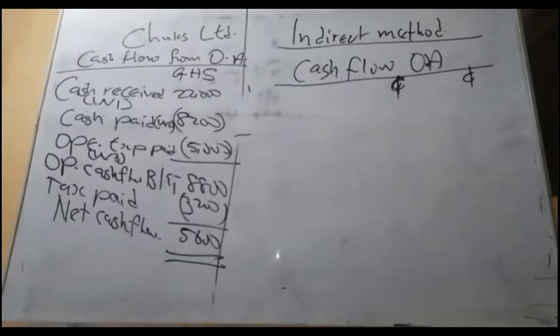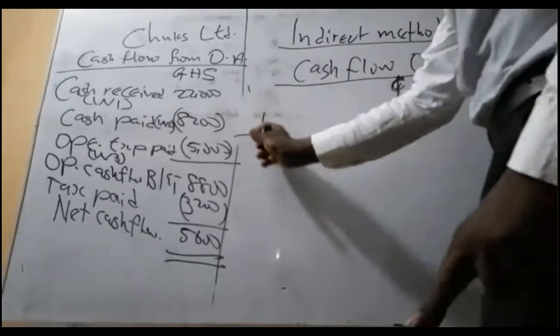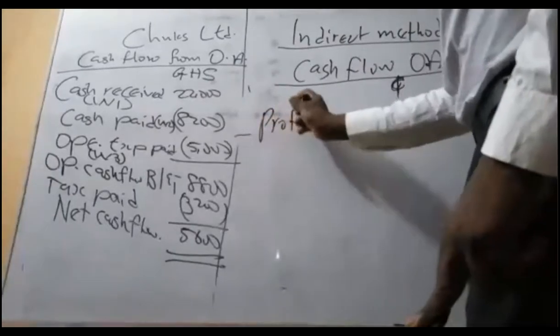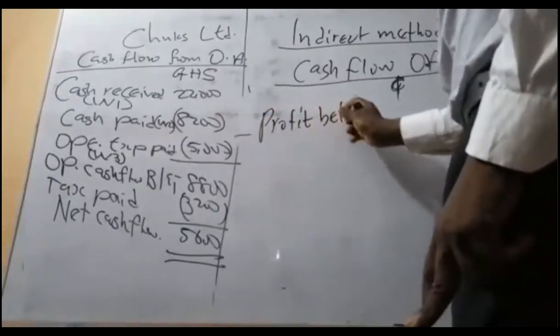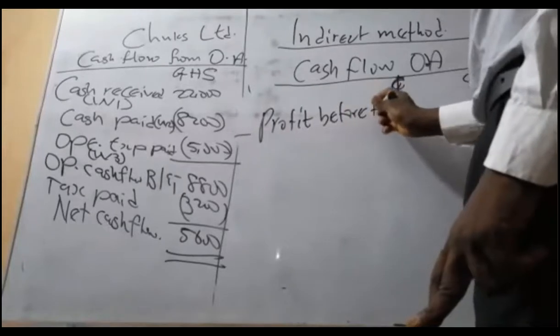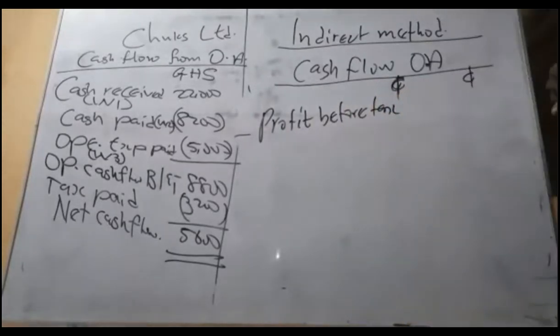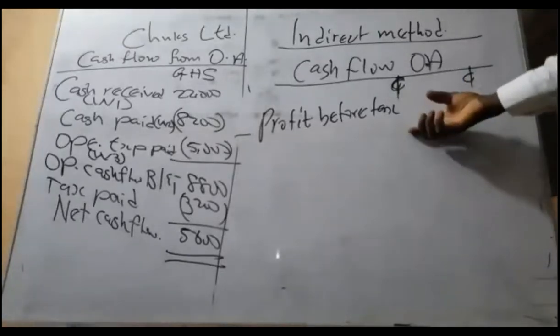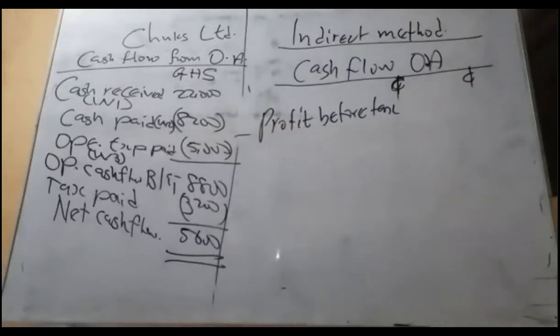from operating activity. First, which of the profits are you going to use? You have to pick one of the profits. We like the profit before tax. Profit before what? Tax. So I write here profit before tax. We like that one, because it is the operating profit just before tax. It is the one that we can pick and massage. Not the profit after tax.